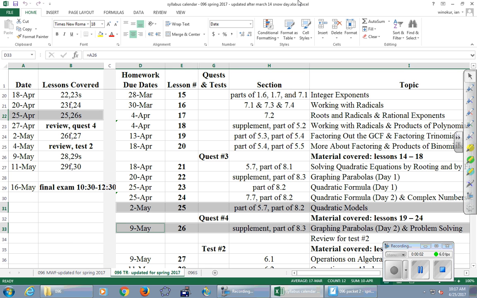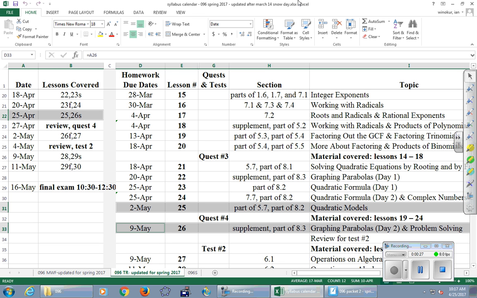Okay, so let's jump in with some new stuff. Today we're going to cover lesson 25 and we're going to start lesson 26. I'll just point out they're highlighted over here. Quadratic models, that means word problems. So we're going to do some word problems where a quadratic equation is the thing we'll have to solve at the end. And then we'll start our second day on graphing parabolas and also do some more word problems, different kinds of applications for that second day.